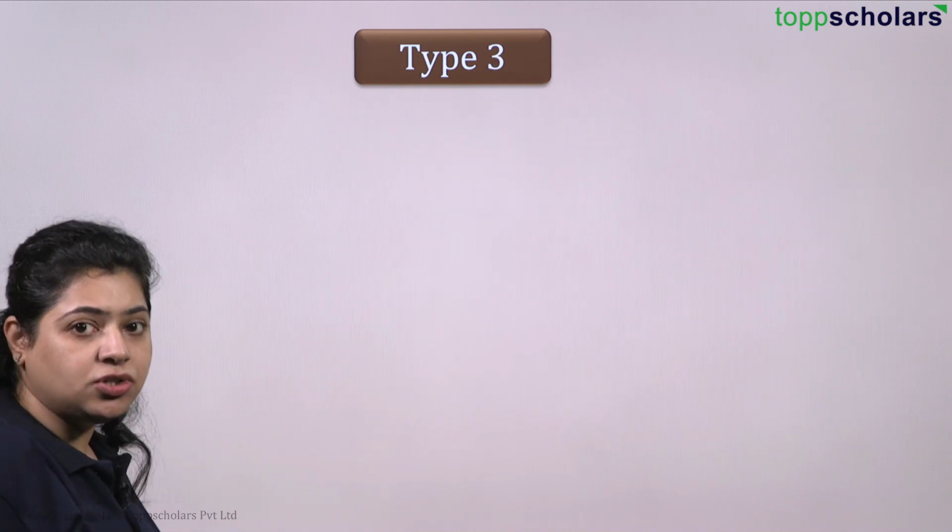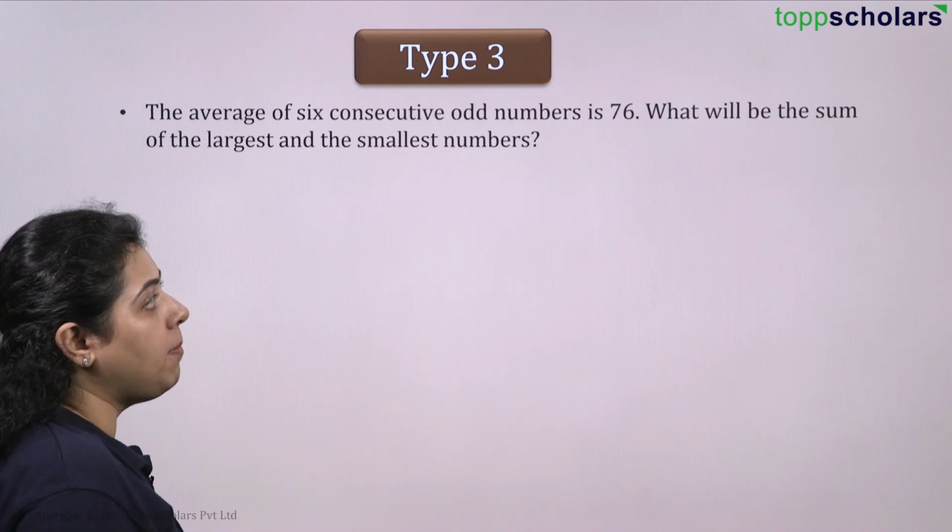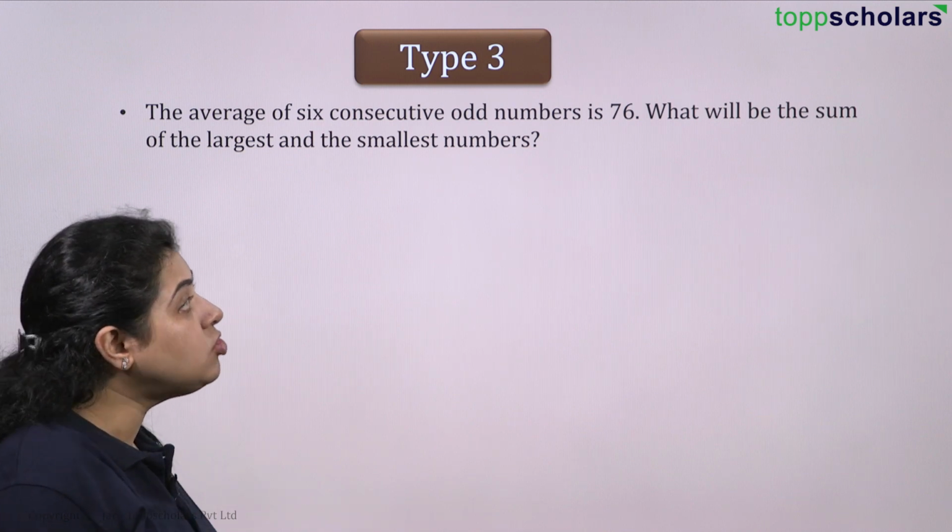Now moving ahead to type 3, what it says is the average of 6 consecutive odd numbers is 76. What will be the sum of the largest and the smallest numbers?